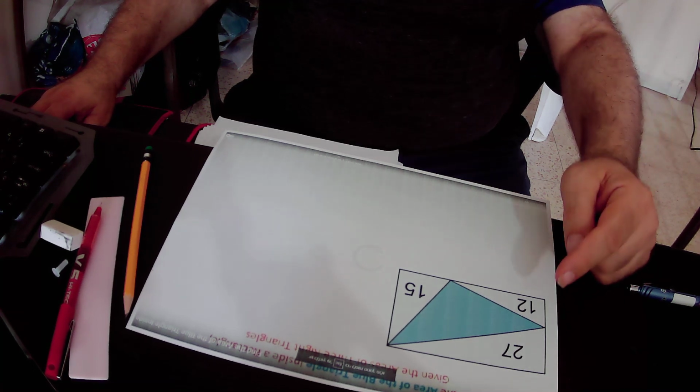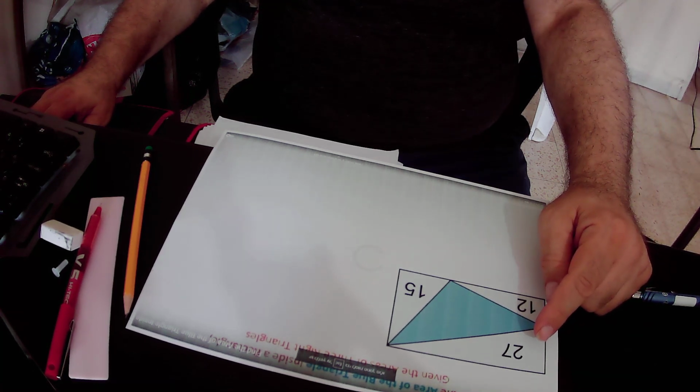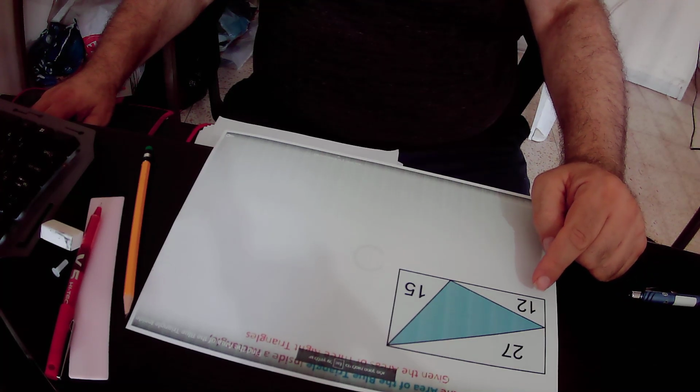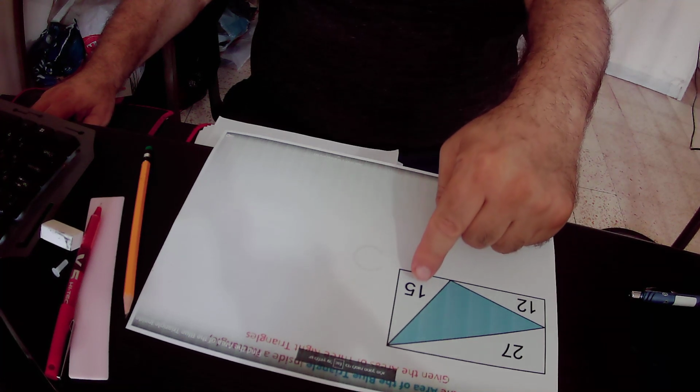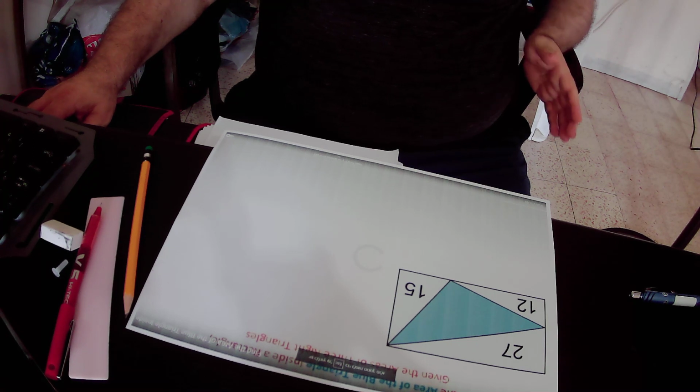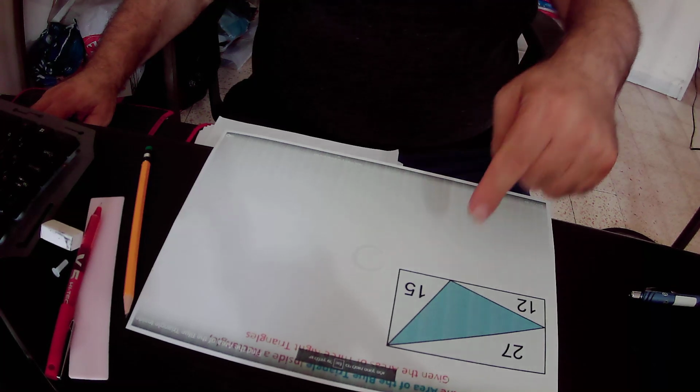We know that the area of this right triangle is 27 units. The area of this right triangle is 12 units. And the area of this right triangle is 15 units. And the only thing that is missing is the area of the blue triangle.